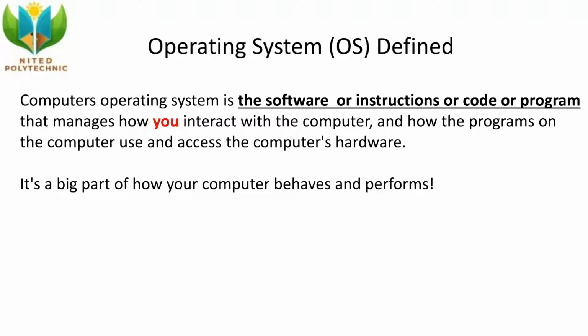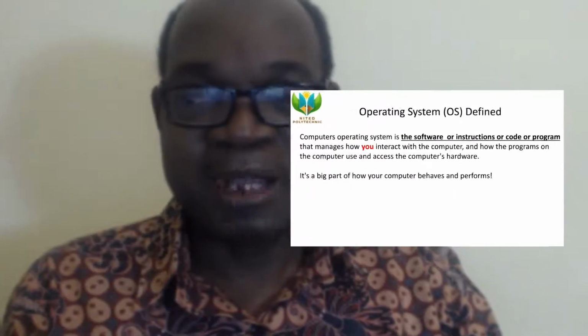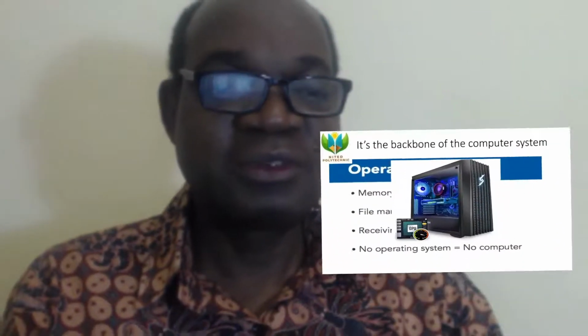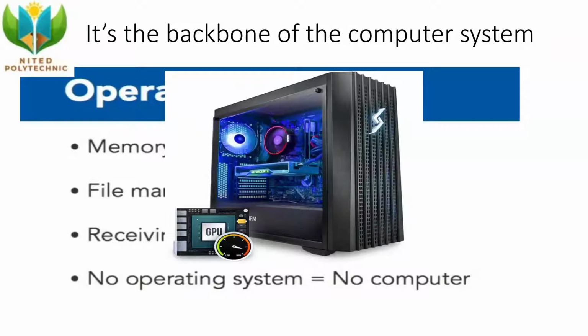The same operating system also guides us on how the programs on the computer function, or how the computer itself will use and access other hardware in the computer. So it is a big part of how your computer behaves and performs. In other words, operating system remains the backbone of your computer system. I said here, it is the backbone of the computer system. I'm not sure you're able to see it here. It controls how you store information on a file and manage file, and how you receive information.